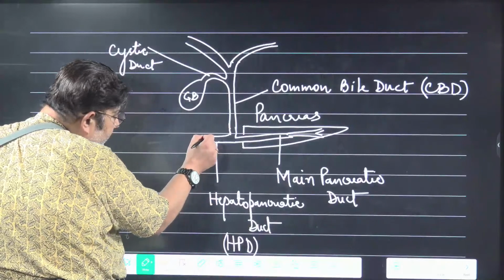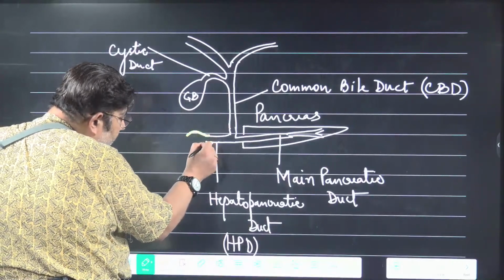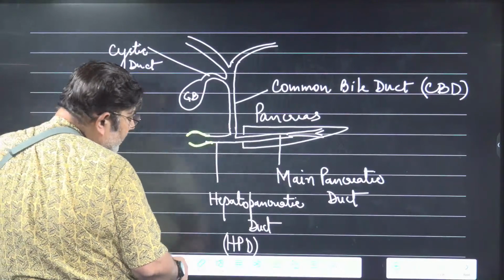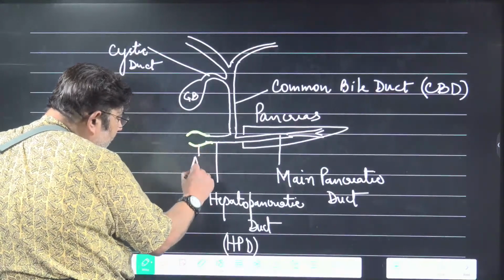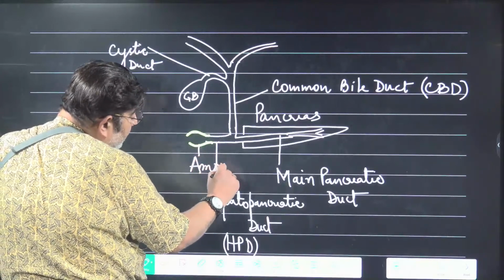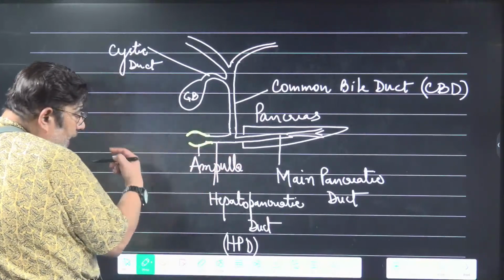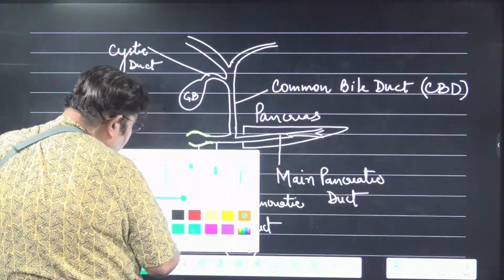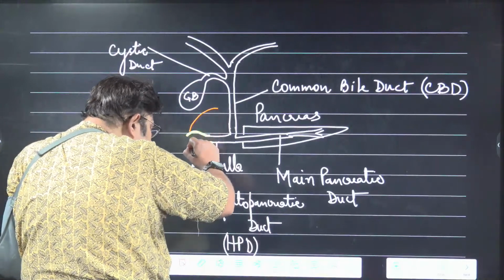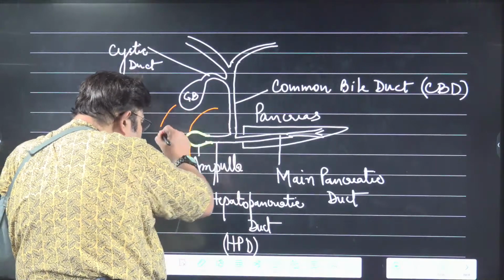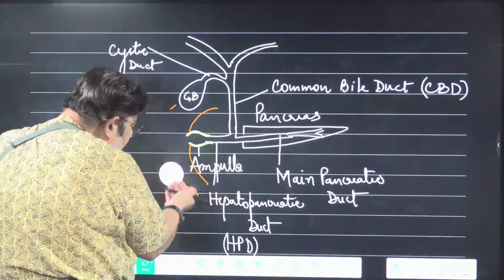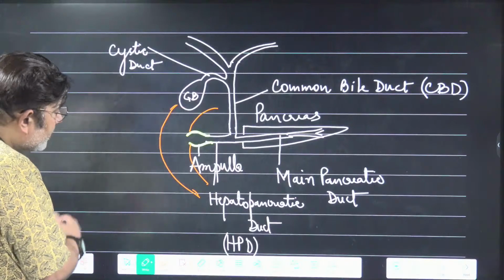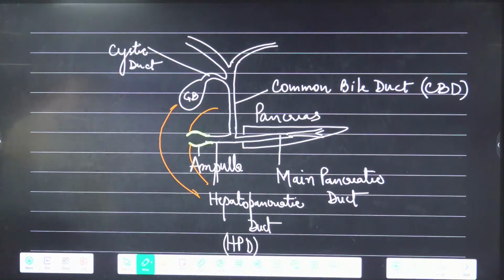And then this duct becomes wider. And you know what this wider duct is called? Ampulla, and this can be called HP ampulla, hepatopancreatic ampulla. And this ampulla actually opens into the duodenum. So here is the C-shaped duodenum, and it opens almost in the middle of the duodenum. Understood? Okay.